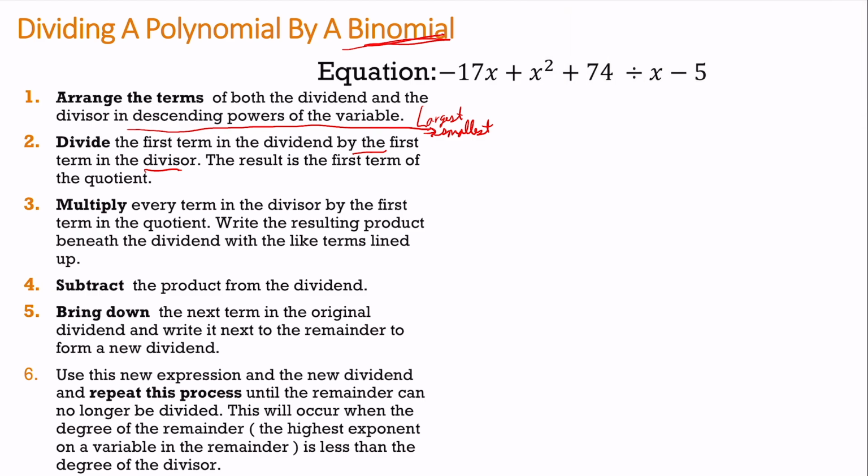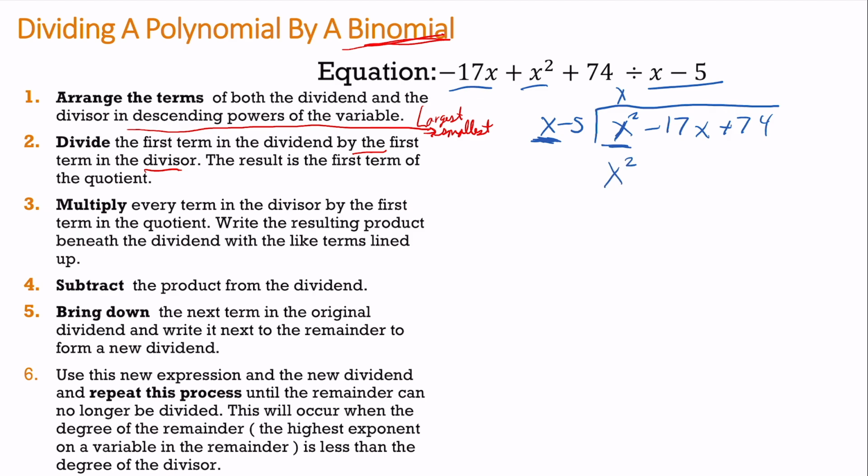Well, let's work through this example. So I've got x minus 5, that's in the correct order, and we're dividing x squared minus 17x plus 74. So I'm going to take my first term in my dividend and the first term in the divisor, and I think, okay, what do I multiply x by in order to get x squared? Well, that's going to be an x, because x times x is x squared, and x times negative 5 is a negative 5x. That was actually step 3. We multiply every term in the divisor by the first term in our quotient. This is our quotient, what we're forming up top.